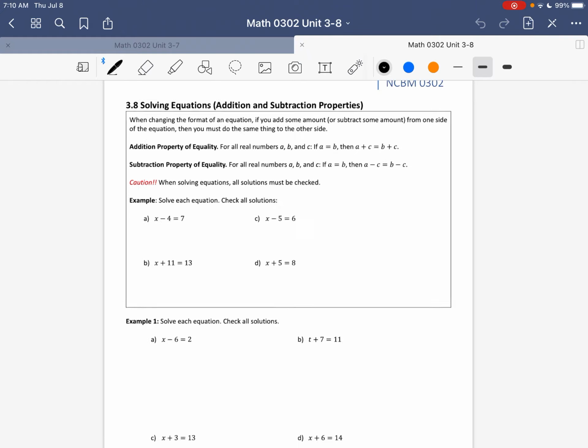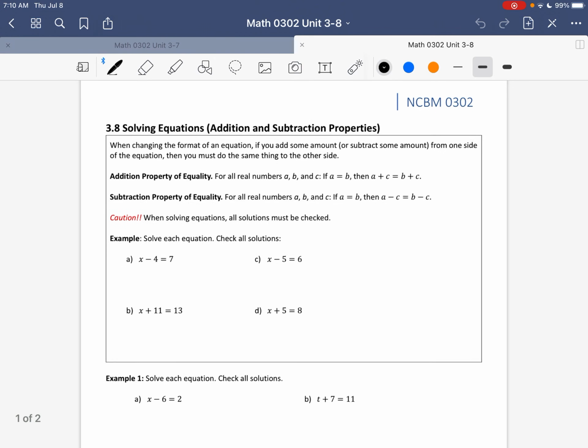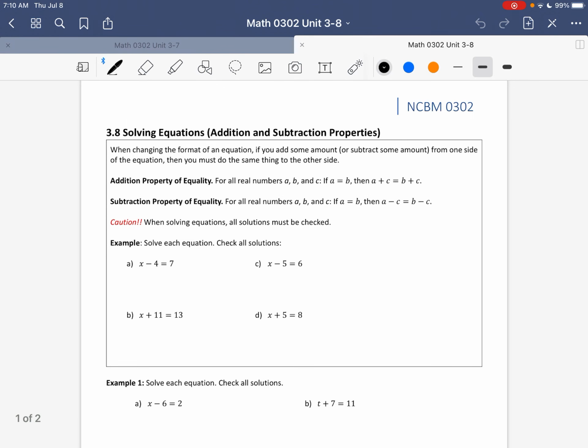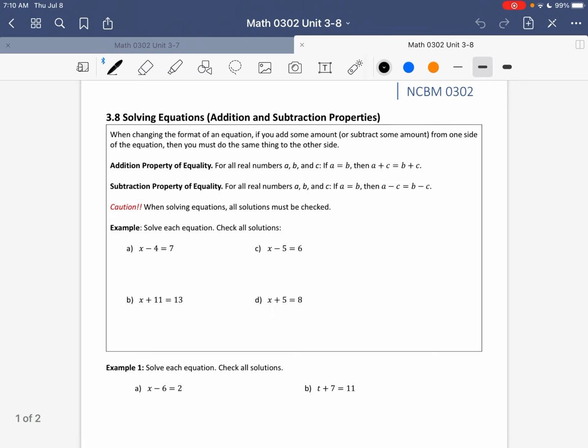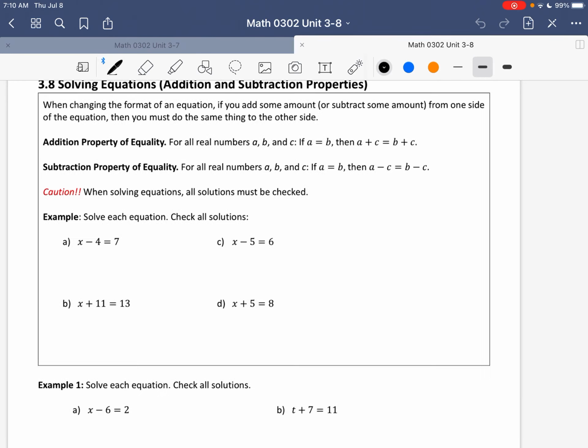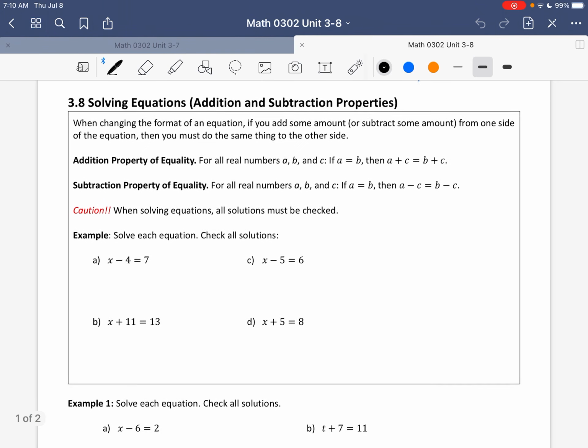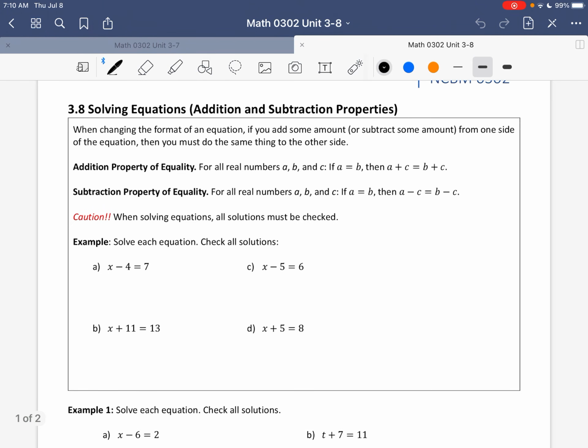Before I begin, I just want to mention that solving equations is always a big concept that's done in pretty much every mathematics course. Okay, so let's go ahead and read the statement.